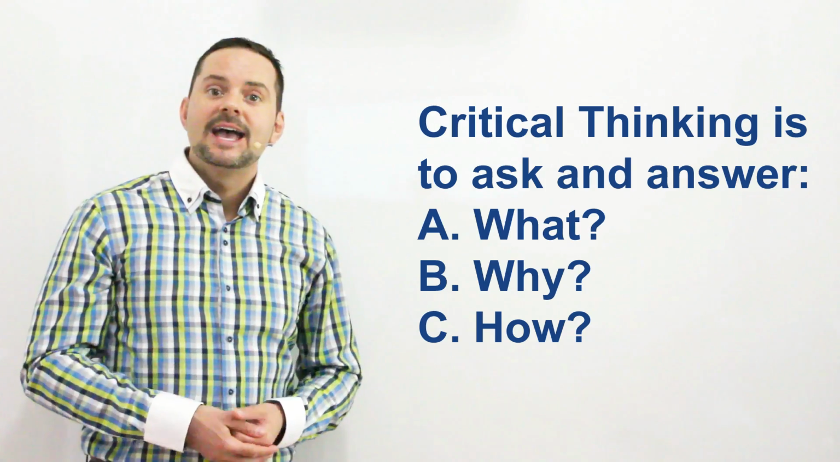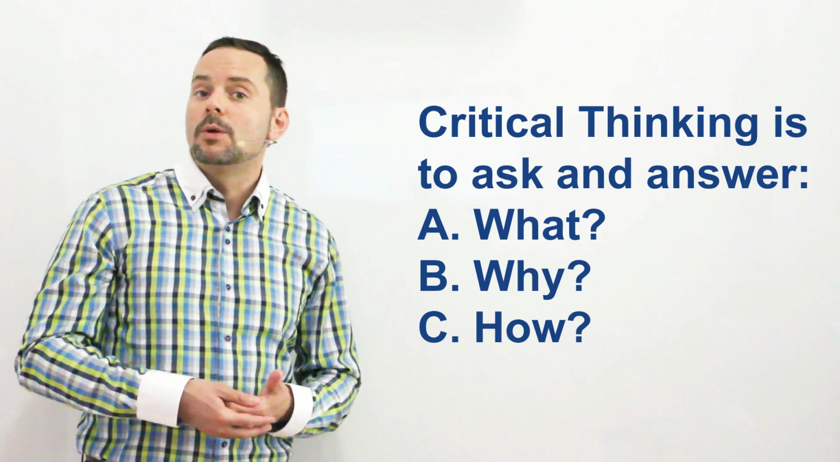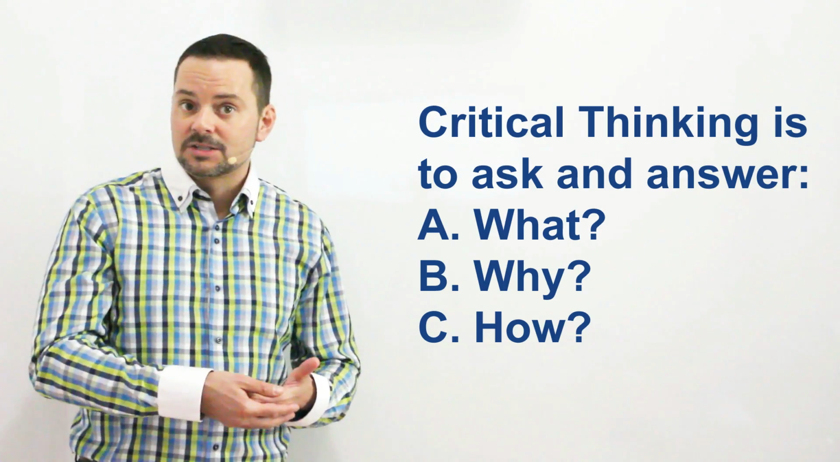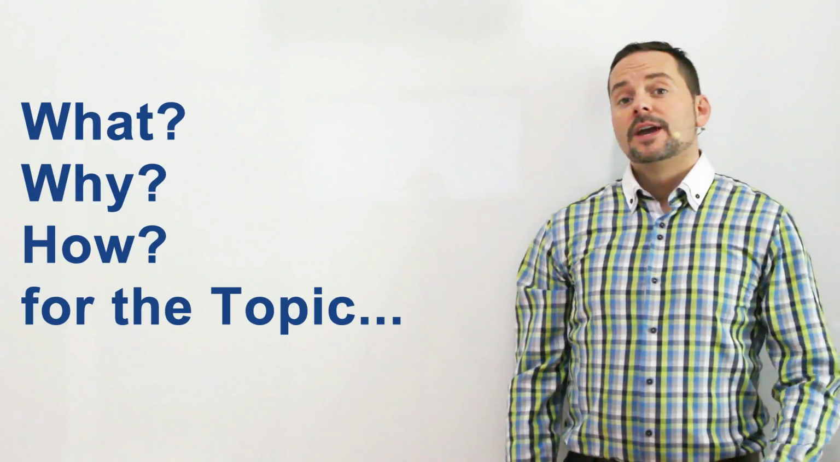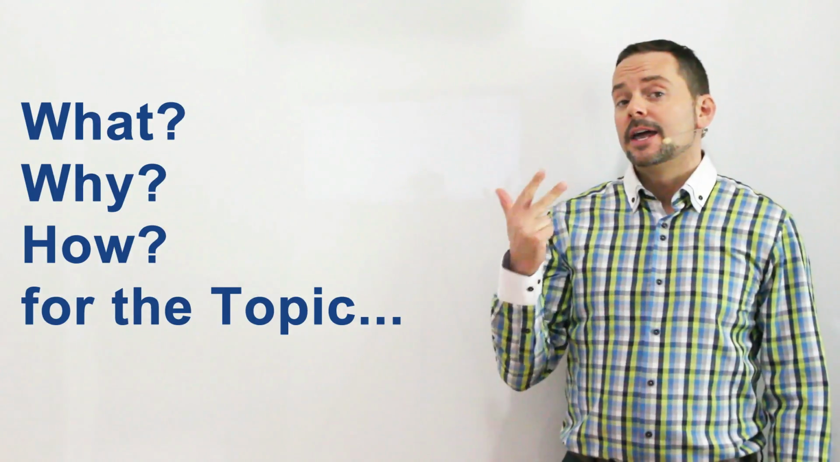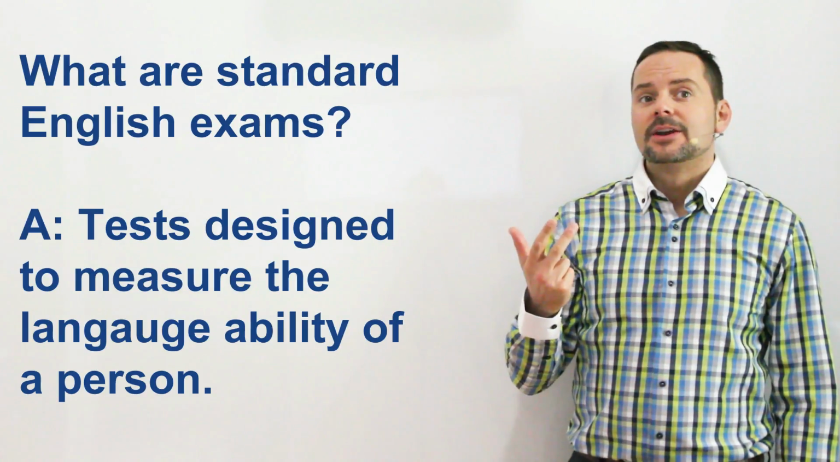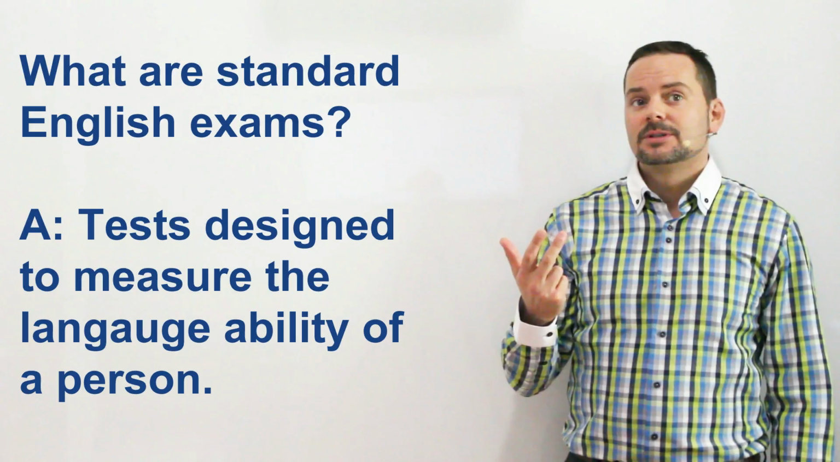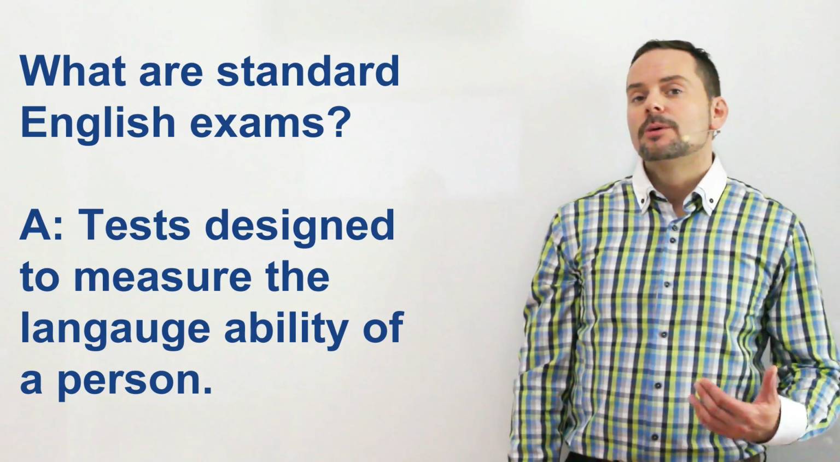Now, in our next step for planning, we can think critically about the topic and the controlling idea. This means asking what, why, how for the topic and asking what, why, how for the controlling ideas. So let's do that together. Okay, so first let's ask what, why, and how about the topic, standardized English exams. What are standardized English exams? These are exams designed to measure the language ability of a student.